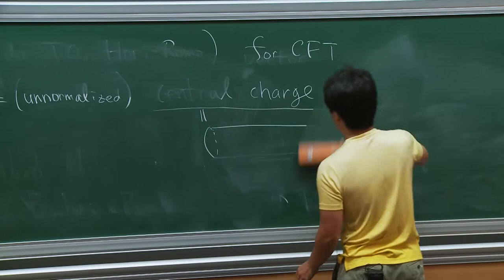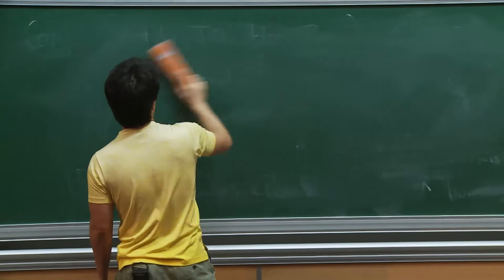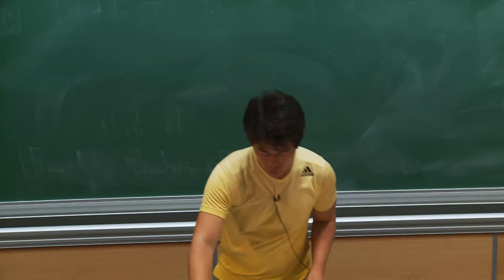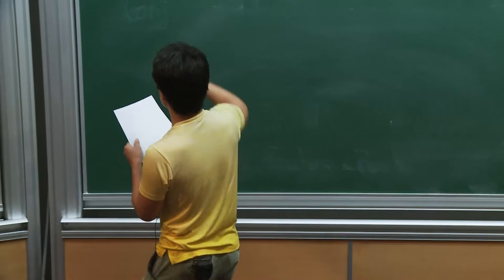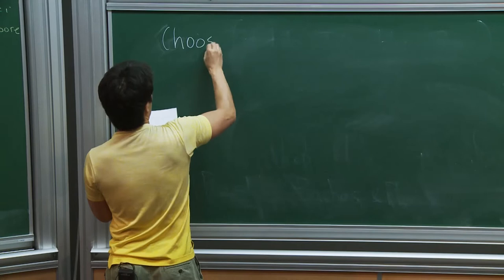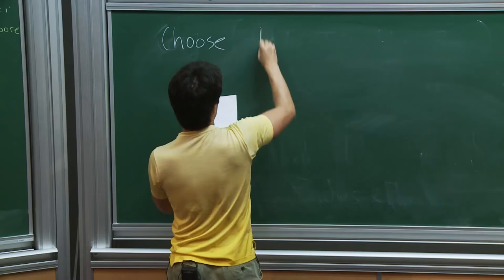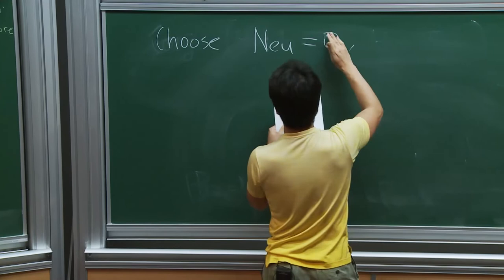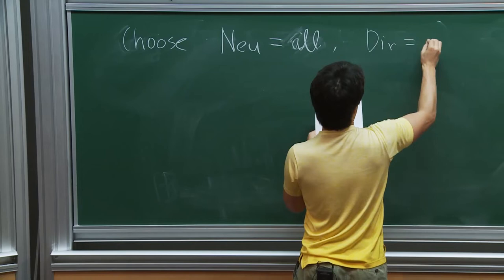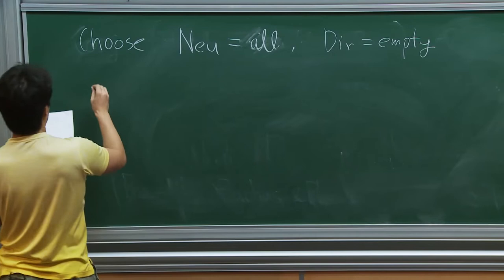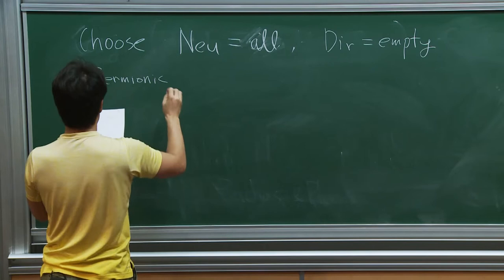I want to give you a matrix factorization for basically the D6 brane, in other words, the structure sheaf of the Calabi-Yau, maybe with some fluxes turned on. So choose the boundary condition so that all chiral fields obey the Neumann boundary condition. So in my notation, this means that everything is Neumann, and there is no Dirichlet. And let us introduce fermionic oscillators.